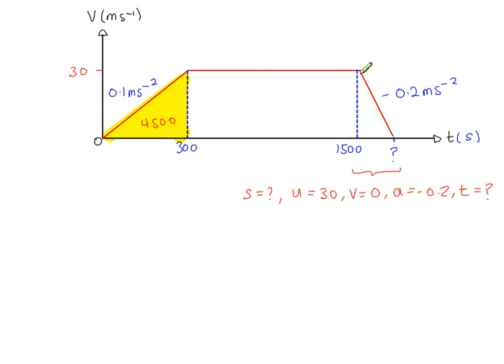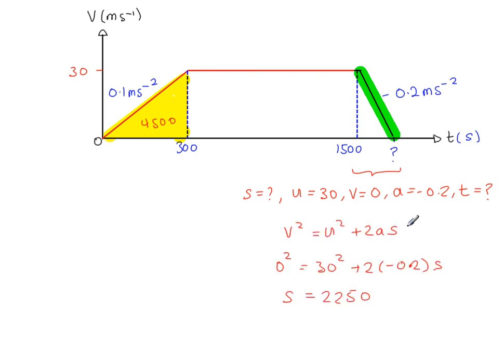So doing SUVAT for this stage, so I've written out the values that we know. We don't really need the time. Let's look for a formula that does not have t in there. So v squared equals u squared plus 2as, substitute the values in, s is equal to 2,250 here. So these are the distances in meters, and for the rectangle it will be 1,200 times 30. So if we add these three together, the total distance travelled is 42,750 meters.